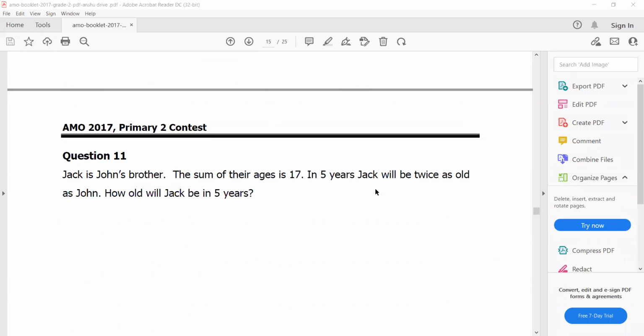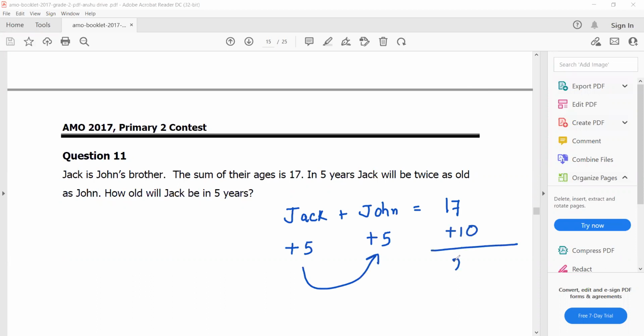Let's go ahead. Jack is John's brother. The sum of their ages is 17. So there are two brothers, Jack plus John, and the sum of ages is 17. Now after 5 years, what will be the case? Both will have added 5 years. So how much will be the addition in the age? 10. So 27 years.